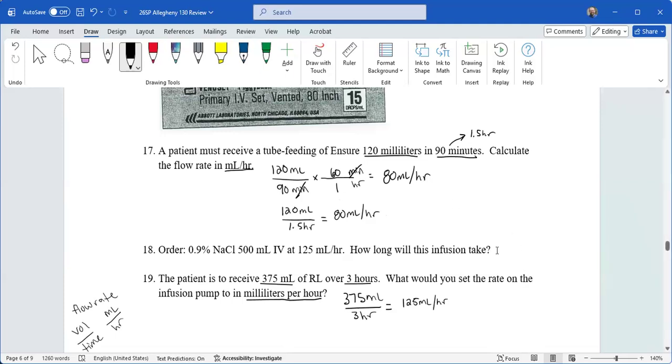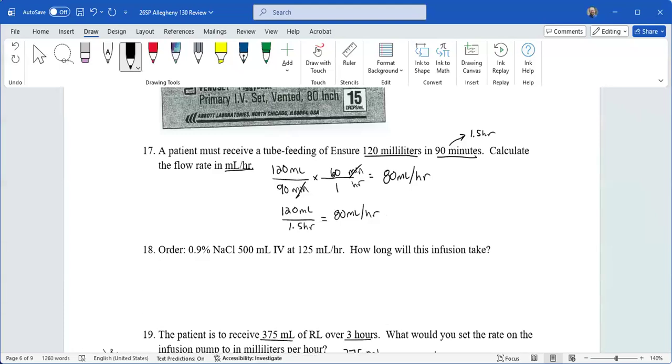All right. So once you get an idea of how to calculate flow rate, the next thing they're going to ask you to do is calculate how long a particular infusion might be running. Again, there's a couple different ways to answer it. The order says we have 0.9% sodium chloride, a 500 milliliter IV that's infusing at 125 milliliters per hour. What we want to figure out is how long is this infusion going to take? When do we need to replace the bag?